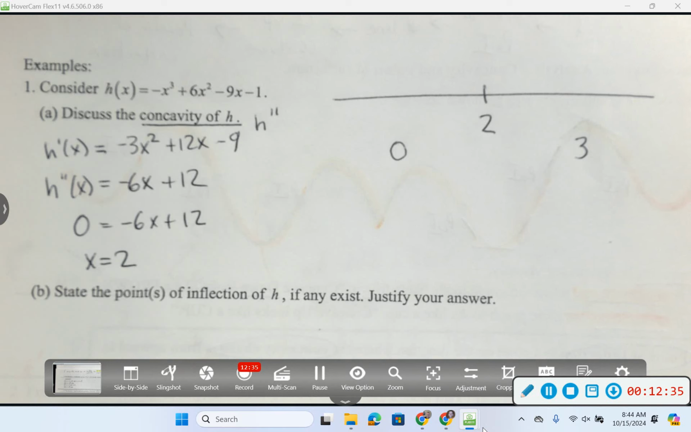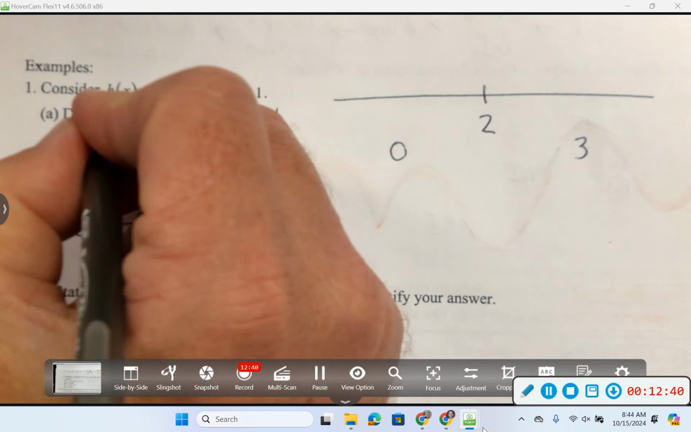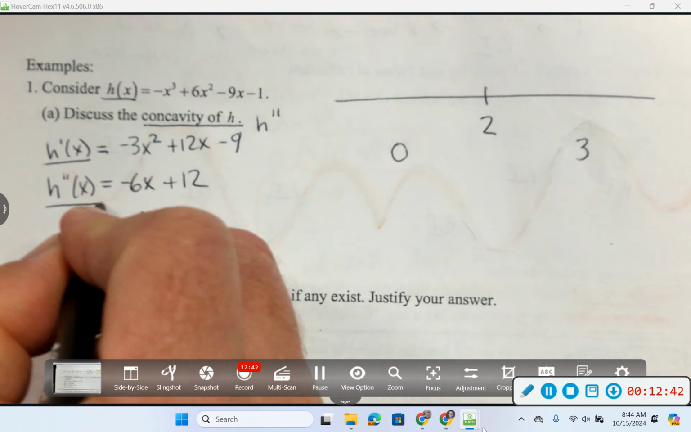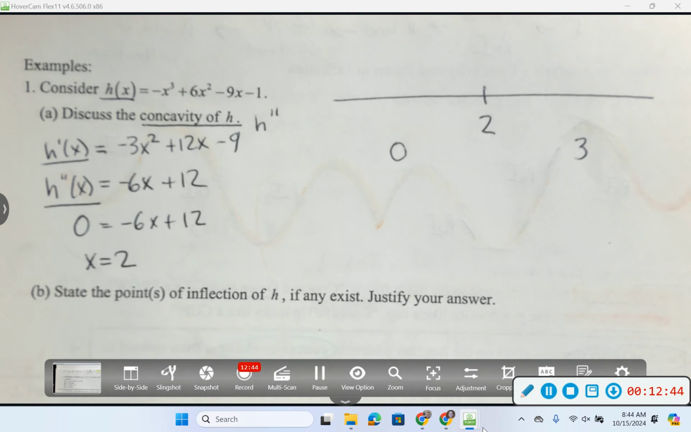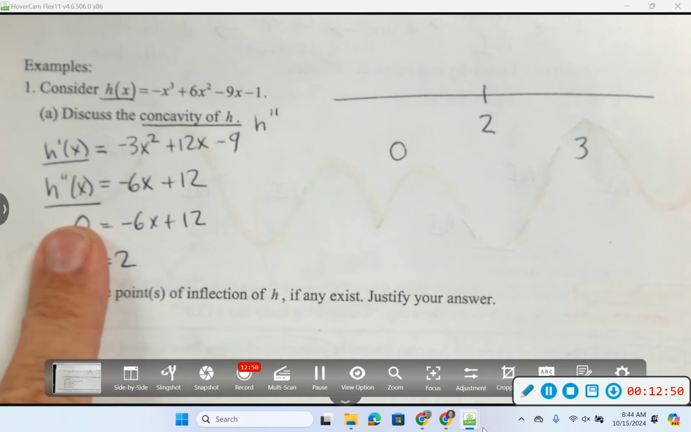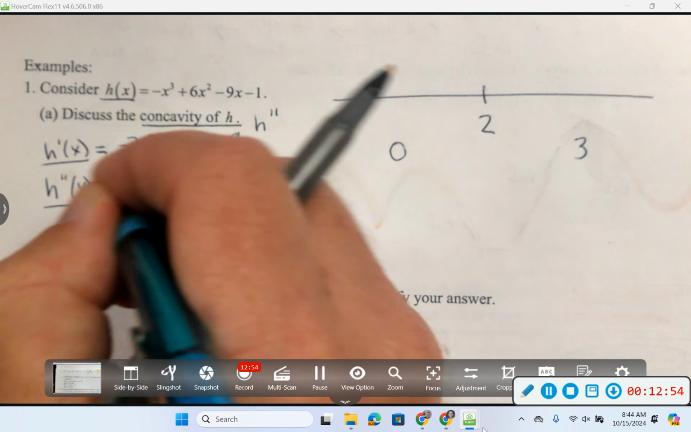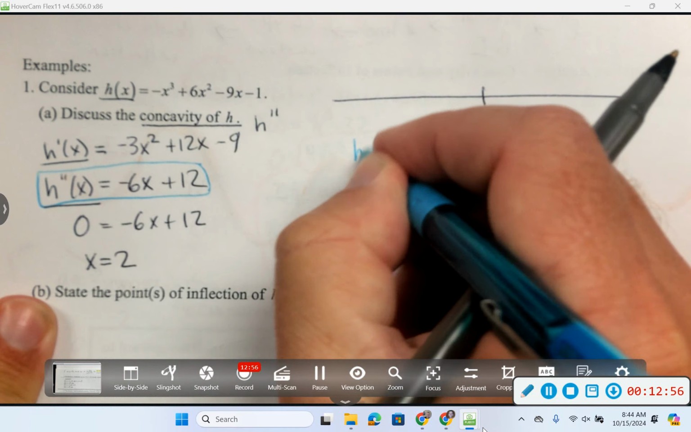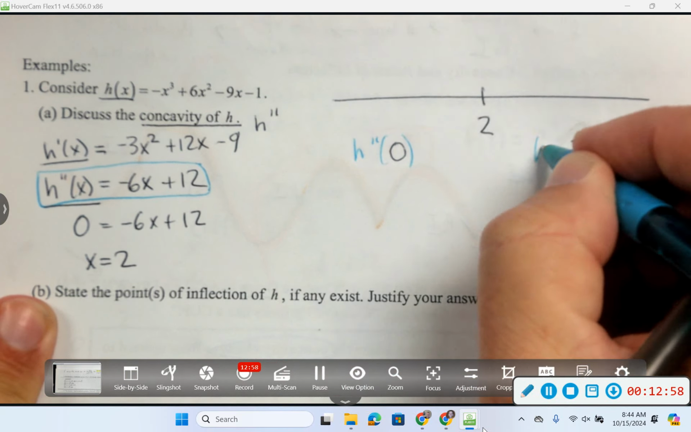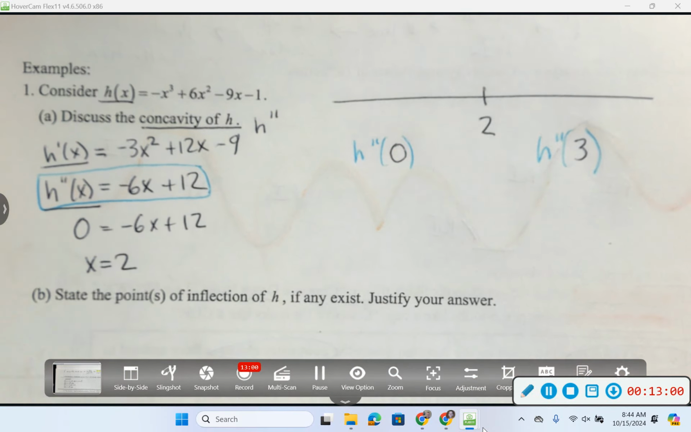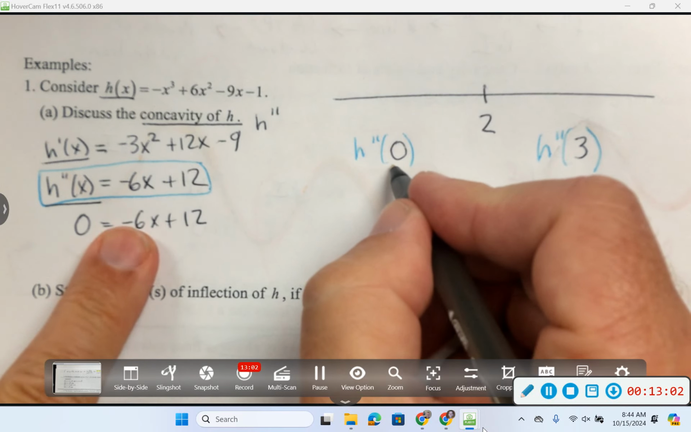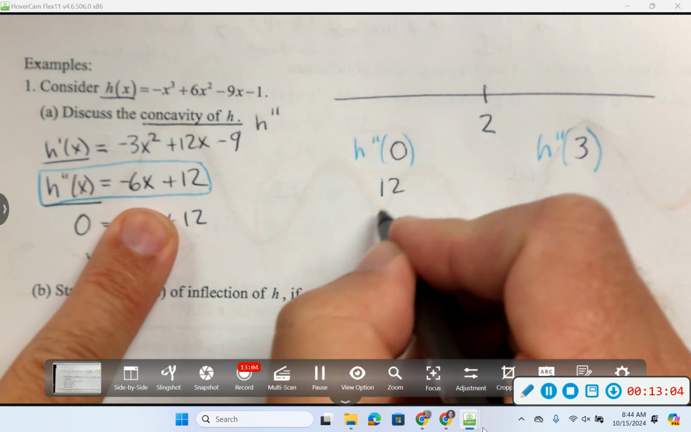And now I have 3 options to plug that in. I could plug that into H, or to H prime, or to H double prime. Which do you think we would like to plug that into? H double prime, because that will tell us about concavity. This is a second derivative thing. So let's find the second derivative at 0 and the second derivative at 3. So I'll plug in 0, I get 12. So that's positive.